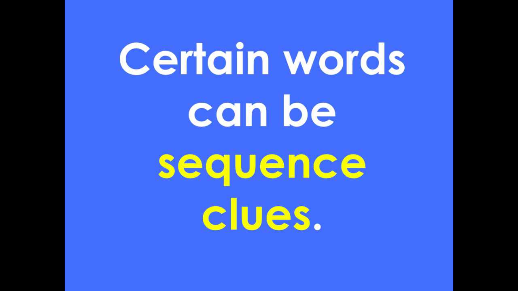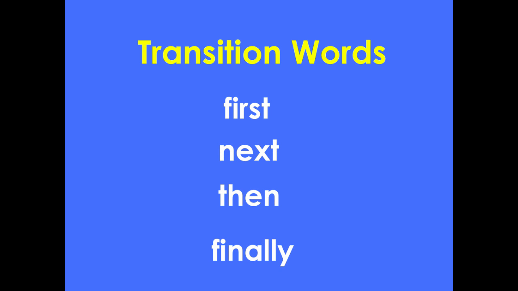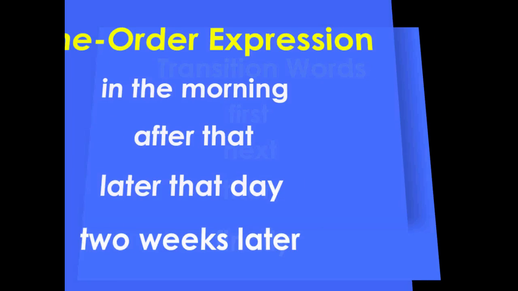Certain words can be sequence clues, and we've talked about some of those already. These are some transition words. These are some pretty important ones. First, next, then, finally. Those are your pretty basic ones if you're going to give some steps in something or if you're going to tell the beginning, the middle, and the end of a story.